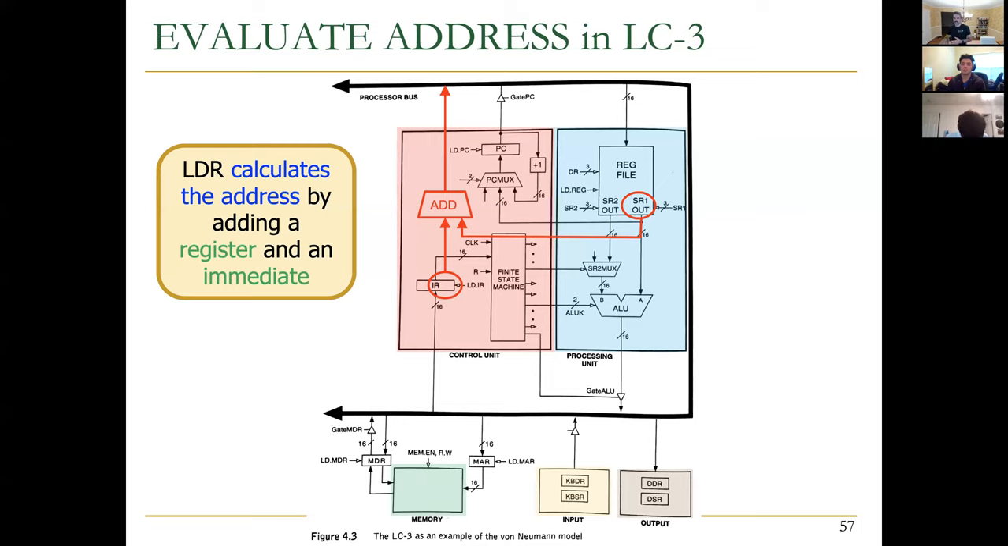In LDR, a register indicates the base address, so you need to have that. Also, an immediate in the instruction indicates the offset, so you need both of them, added together in order to calculate an address. Once you add them together, a particular address gets generated. You need to put it on the bus, put it on MAR, and then retrieve it back. So this is the way it is done. You need to evaluate an address at least for LDR in this case, and for a few other instructions.